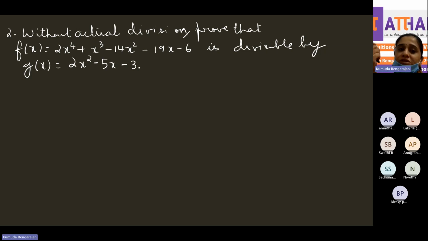Okay, so using division, how do you show that it's exactly divisible? You'll do the long division. Then how will you know it's exactly divisible? The remainder must be 0. If the remainder is 0 when you perform the long division, then it's exactly divisible. The given f of x is exactly divisible by g of x. Now you should not do the long division. Then how will you do? Yes, Swati?